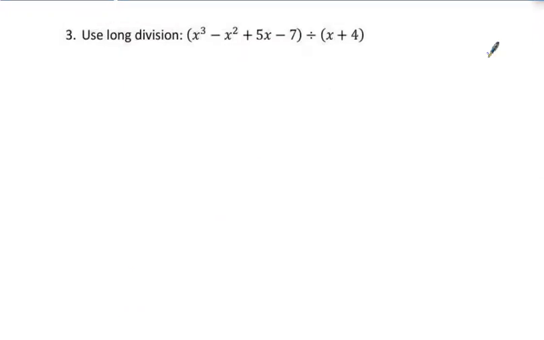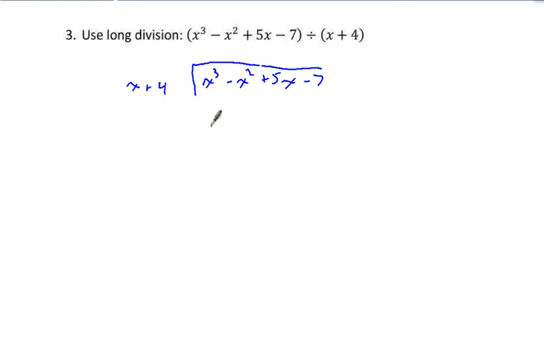The next question: x cubed, x squared, x to the first, x to the 0. We have all of the exponents already written in descending order, and once we started with the degree 3, we went 3, 2, 1, 0. Everything was present, and so we do not need a placeholder. And we can set our problem up. x cubed minus x squared plus 5x minus 7 divided by x plus 4.